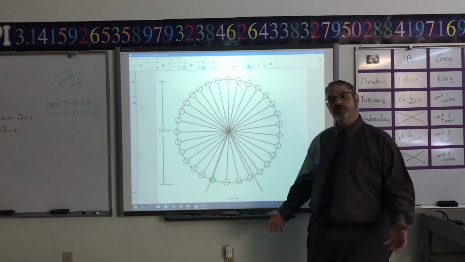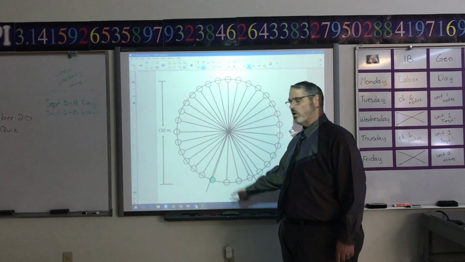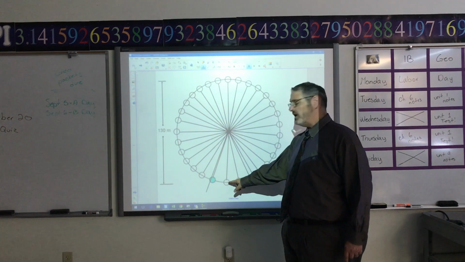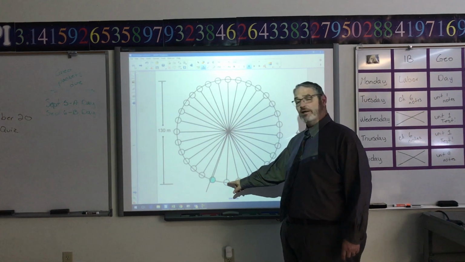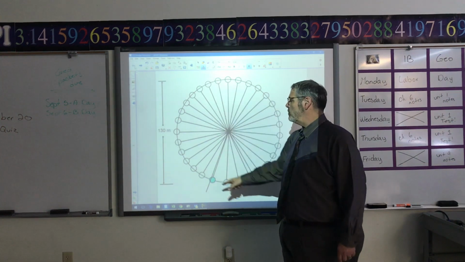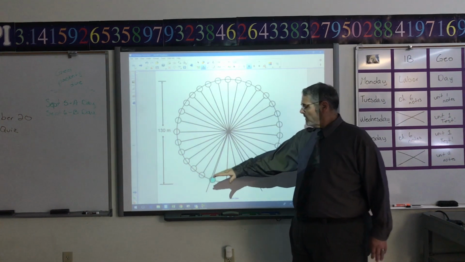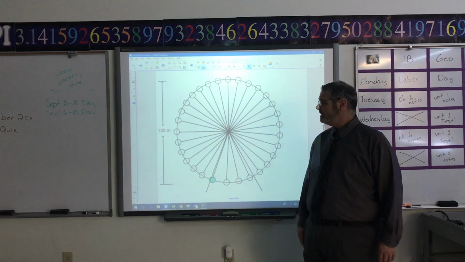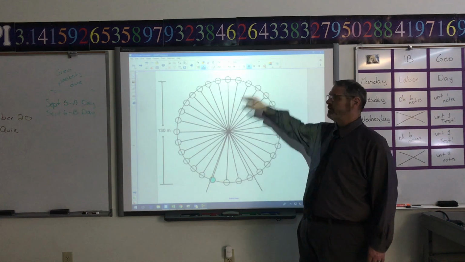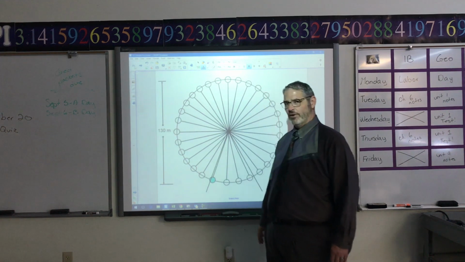So you can pretty much figure out that every minute it's going to move one car length. If you start here, 1 minute from now, you're going to be here. A minute from then, you'll be here, and so forth until you complete the entire revolution. Now, we're going to assume that you start at the base of this Ferris wheel, and the Ferris wheel reaches a maximum height of 130 meters.